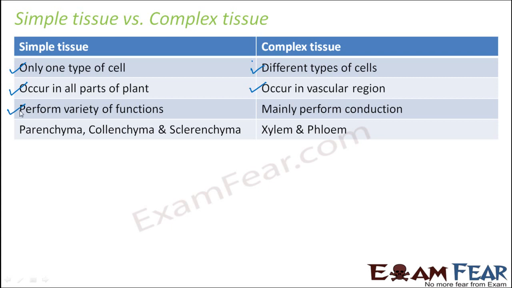Simple tissues perform a variety of functions. They can provide support like sclerenchyma, they can provide flexibility like collenchyma, they can help in food storage like parenchyma. Complex tissue performs only one function, that is conduction. Otherwise, phloem parenchyma, phloem fibers and xylem fibers provide some support as well, but basically they are again sclerenchyma tissue. So the main function which they perform is conduction. Simple tissue examples would be parenchyma, collenchyma, sclerenchyma, and complex tissue examples would be xylem and phloem.